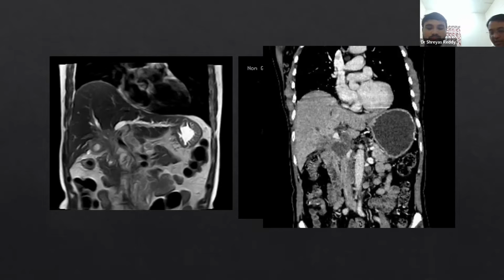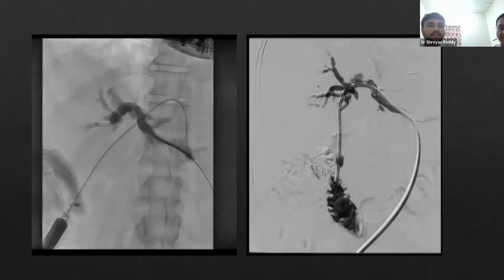Can you go to the next slide? So what is performed here? Can you just explain the procedure? So here we are first performing a cholangiogram under the fluoroscopic image, using the left-sided access. We have performed a sheath cholangiogram, which is showing multiple dilated ducts.